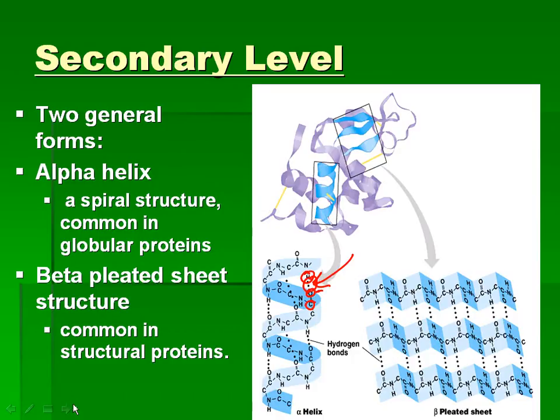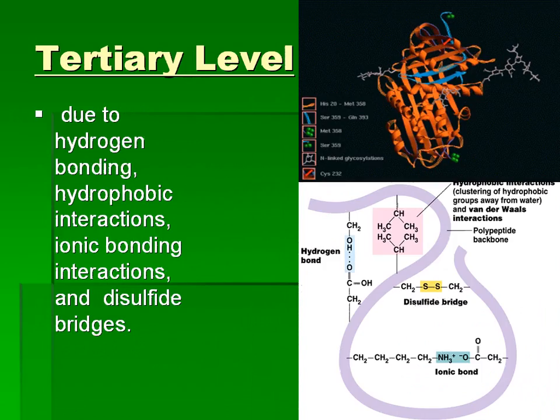Our next structure is the tertiary level of protein structure. Now this structure is due to, again, remember how we talked about those side chains. So it's due to hydrogen bonding that's occurring between the side chains. Let me back up.